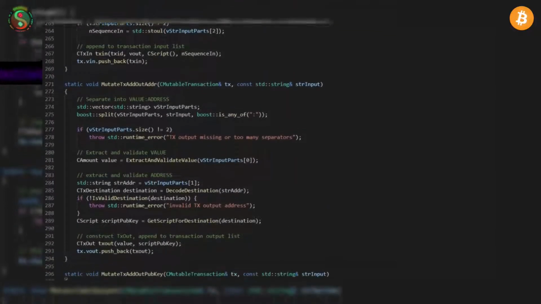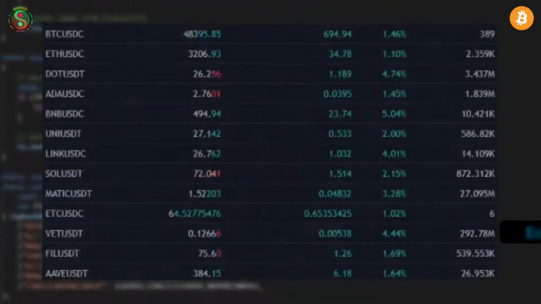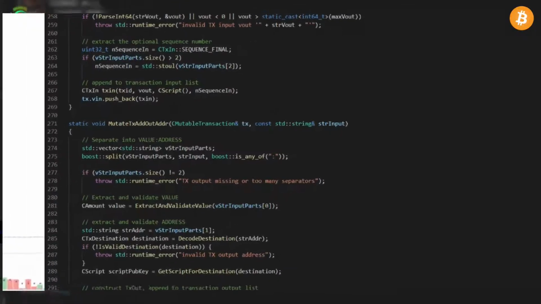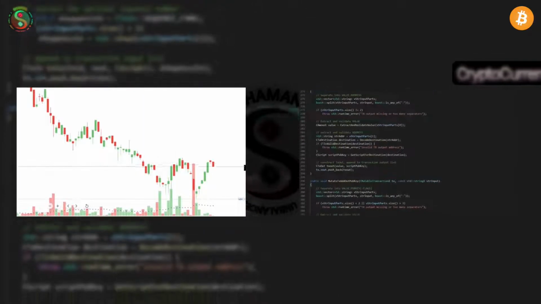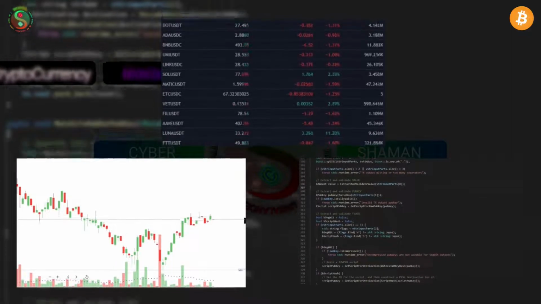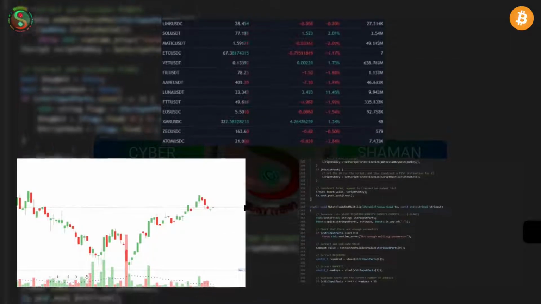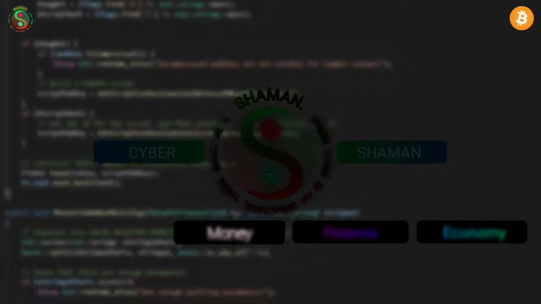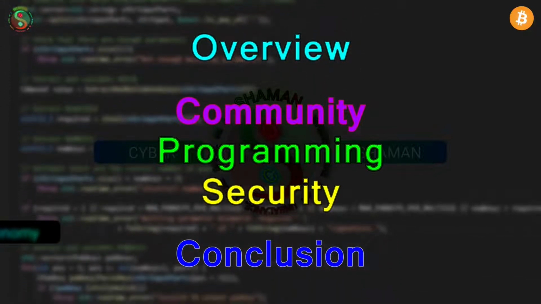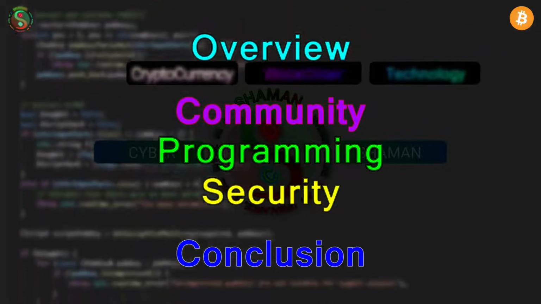So let us begin with the development activity, because although we may sometimes forget it as a result of the distraction of the hype for financial gains, Bitcoin is a software, and we should analyze it both like an investment asset and a software. Otherwise, we may lose some money not paying attention to one critical area. So without wasting time, let us begin the analysis. This part of the analysis consists of 4 sections: overview, community, programming, and security or risk management. Then we will have our conclusion.